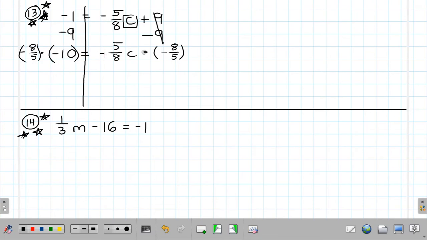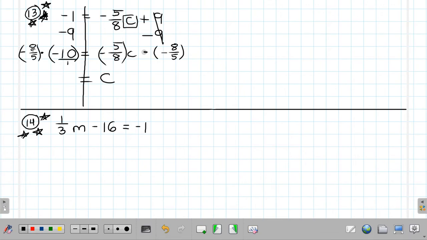And once again, I'm using parentheses here to just single out my numbers. So the whole point here is we do negative 5/8 times negative 8/5. Same as last time. Negative times a negative is a positive. 5 times 8 is 40. 8 times 5 is 40. 40 over 40 is 1c. Okay. And then over here, we can just put that over 1.